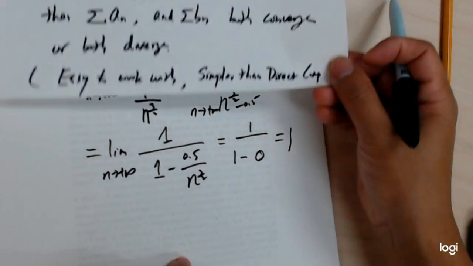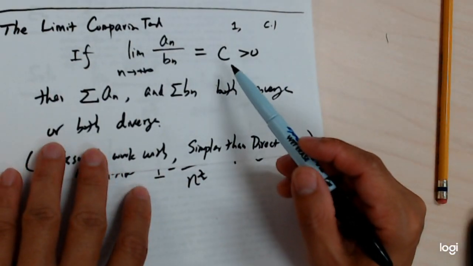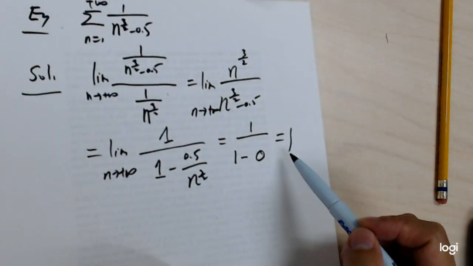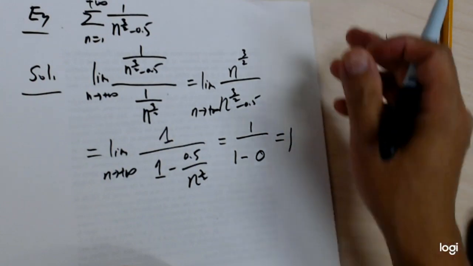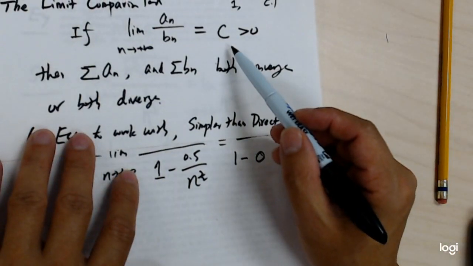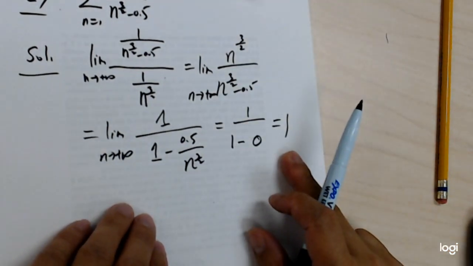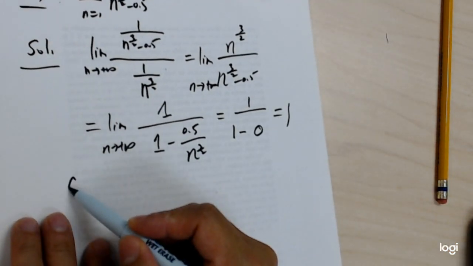The limit comparison test says as long as this is a positive number, okay, that's not 0, because it's not going to work if it's 0. As long as it's a positive number, I don't care whether c is 1 or 2 or 3 or 1/2, that doesn't matter. As long as it's a finite number like what we saw here, they will behave the same.